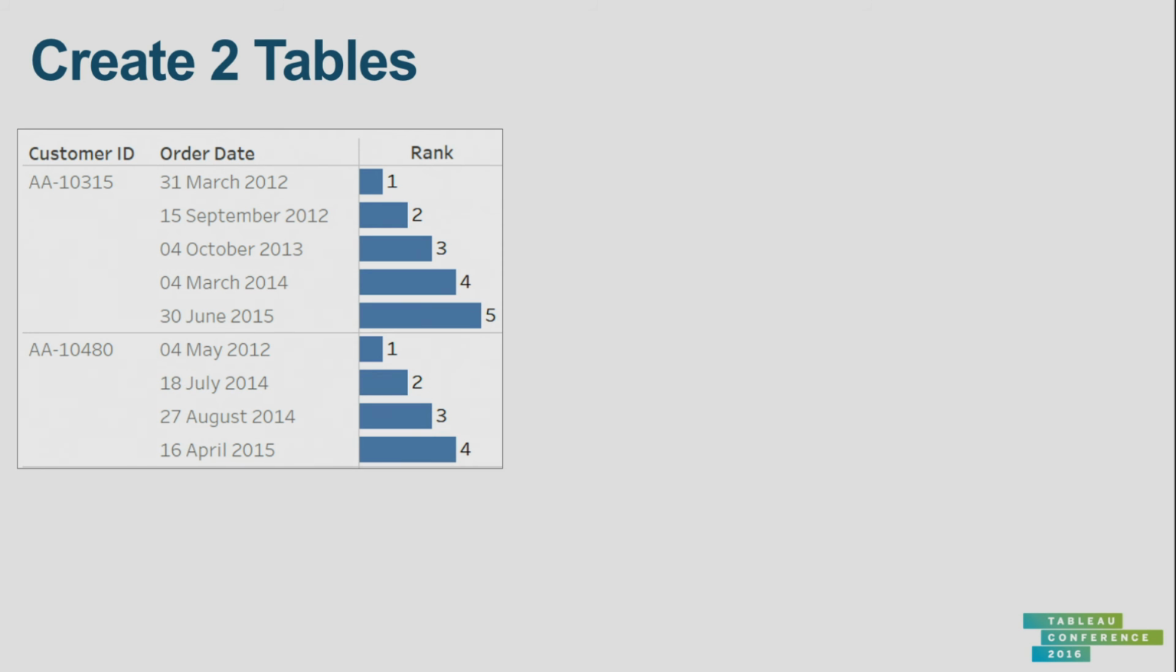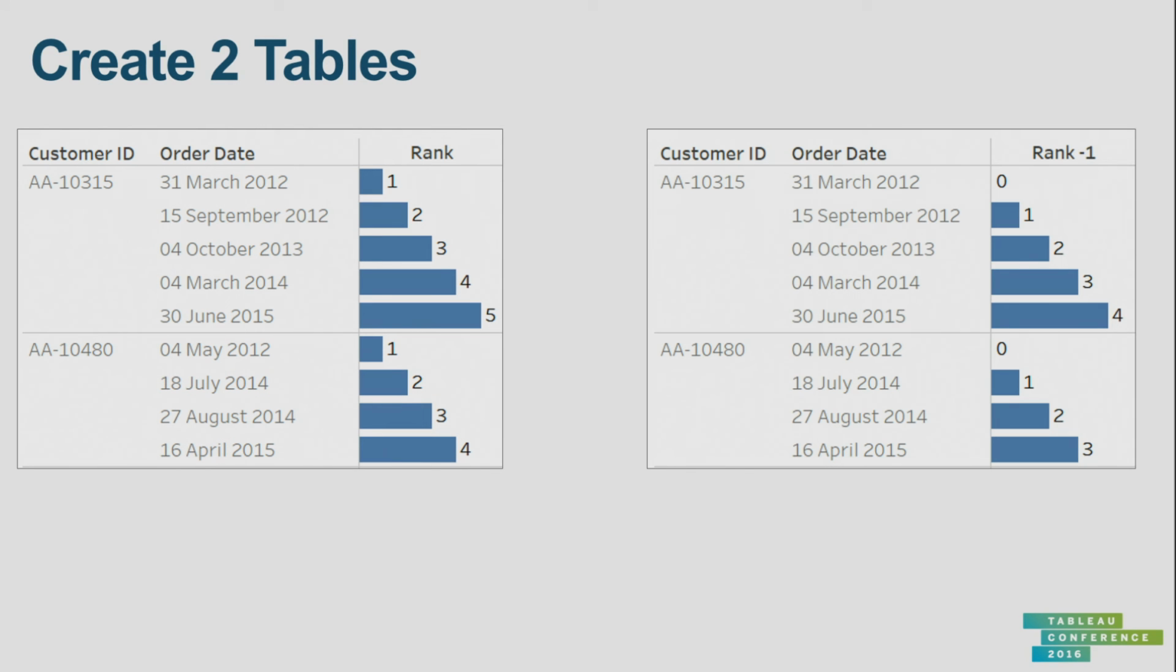All right. So what we're going to do is create two tables. A table at the customer and order level, and what we want to do is rank the order dates in ascending order. I'm going to create a second table, and the difference here is that I'm subtracting one from the rank. And what we really want is to be able to pull the next order date into the prior column so that we have an actual column for next order date.